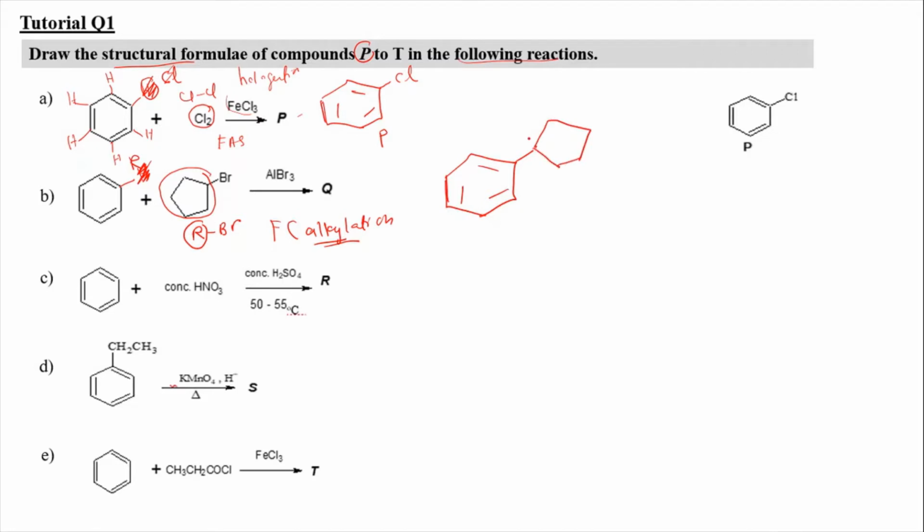Okay, so check the carbon 1, 2, 3, 4, 5. So this is the cyclopentane here, which refers to the R group. And you're going to label the compound here, which is Q.